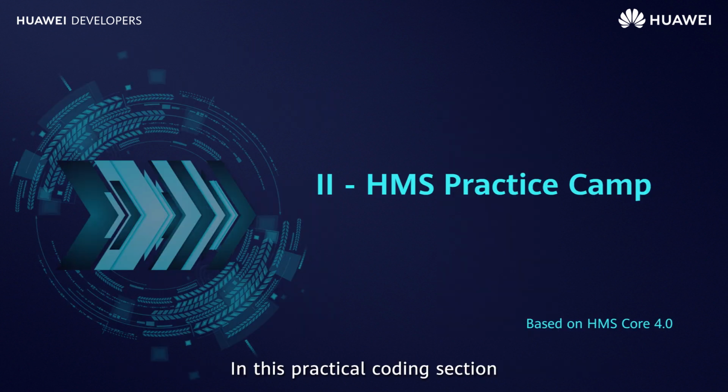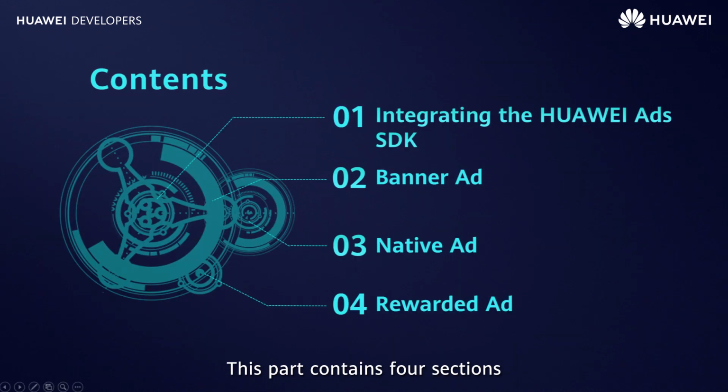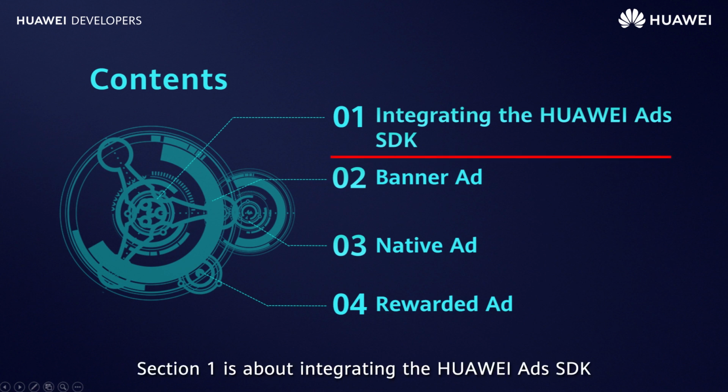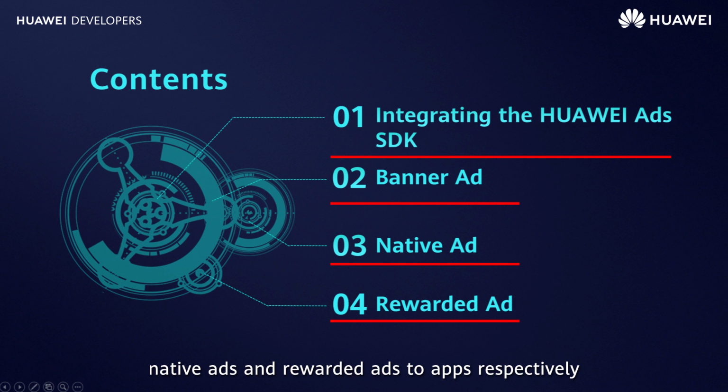Welcome back. In this practical coding section, I will give you the details on how to implement an ad in an app. This part contains 4 sections. Section 1 is about integrating the Huawei Ads SDK. The next 3 sections are about adding banner ads, native ads, and rewarded ads to apps respectively.